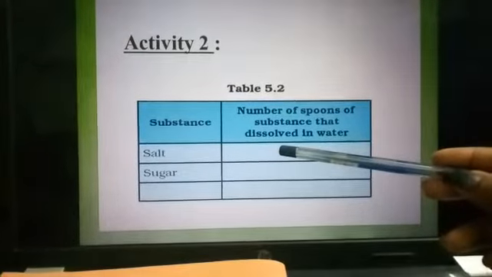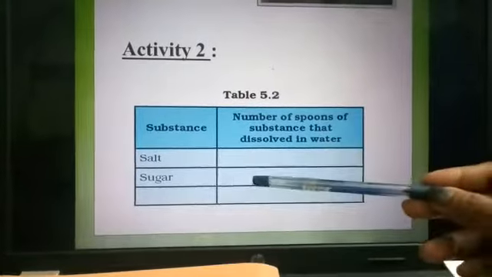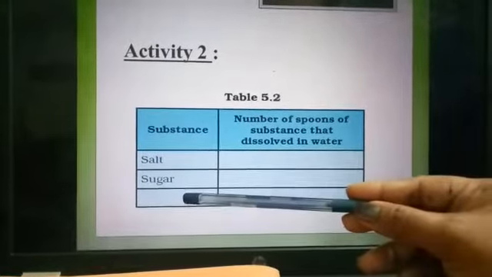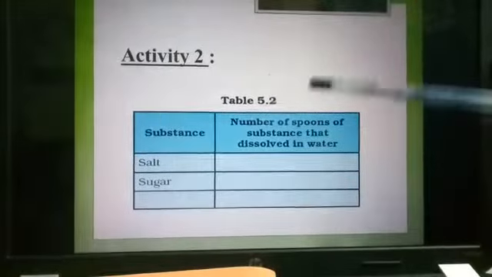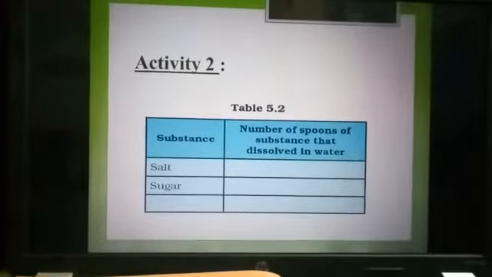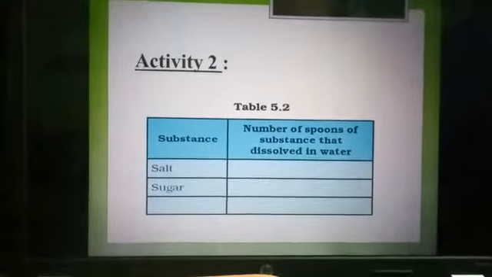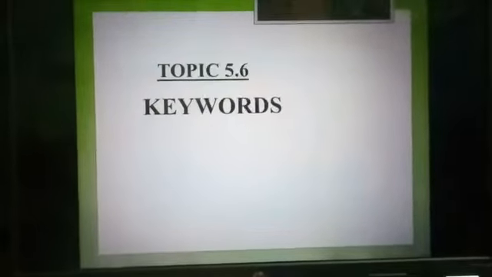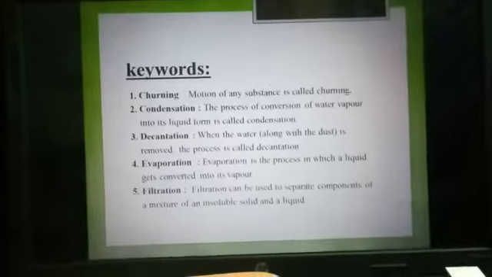The 4th one was not dissolved. Now sugar, perform at your home for sugar and take one more substance that is soluble in water. Then write the observation in your copy. Do it in your copy and date, follow today's date. Clear? And then next our topic 5.6 is keywords.